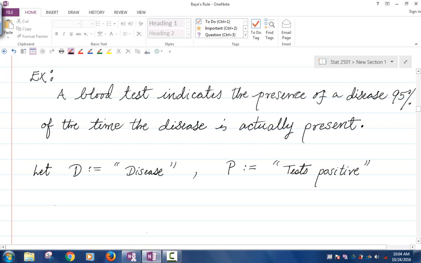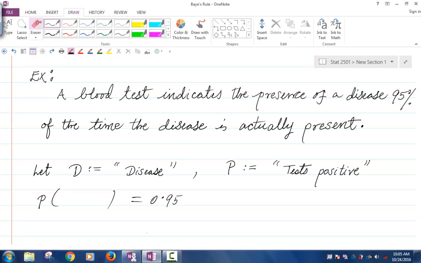Then what is the 95% here? Well, that's the conditional probability, the probability of what? So the 95% is 0.95. Is it P given D or D given P? It's the probability of... bad notation.